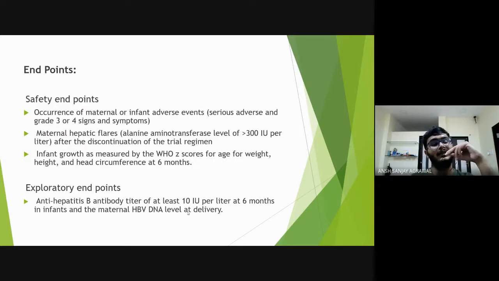Coming to a few other endpoints, another would be safety endpoints. The occurrence of maternal or infant adverse events was one of the safety endpoints which the trial wanted to look at.